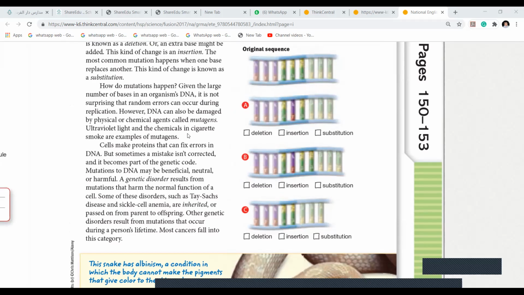Girls, you know the UV rays which come from the sun are very, very harmful, but they don't reach us. They don't reach us because there is a layer called the ozone layer in the atmosphere that doesn't allow the UV rays to reach us.